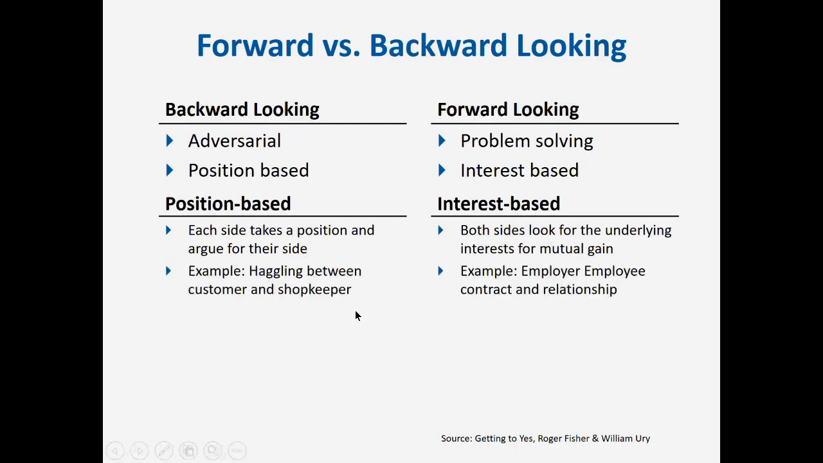So an example is position based haggling between a customer and a shopkeeper. The shopkeeper says a value, like this is the value of this product, and the customer has a different value. So each one takes a position, $100 on one side, $200 on the other side, and then they start haggling from their own positions and probably finally land somewhere between 100 and 200, or it may just not even happen. Interest based is more like an employer-employee relationship.